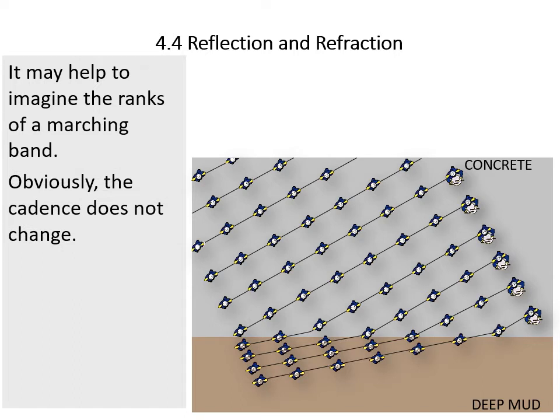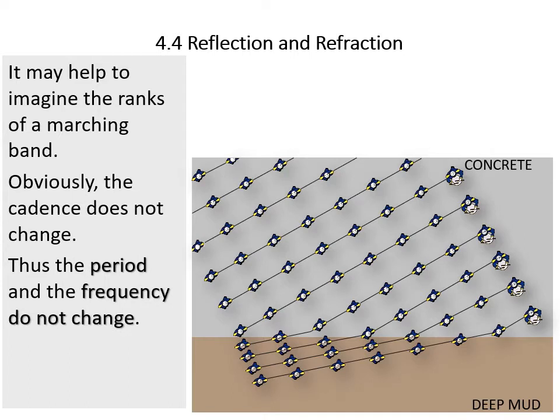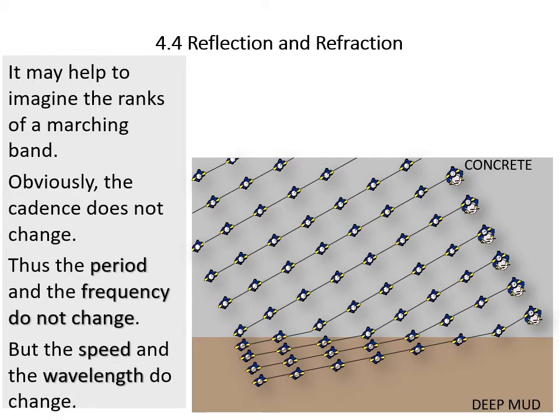So the cadence doesn't change. They're still marching in formation, in rhythm, but the period, so that means that the frequency and the period also do not change. But the speed and the wavelength do change. They're going to go slower in the deep mud, and the ranks of people are going to get closer together. They bunch up.